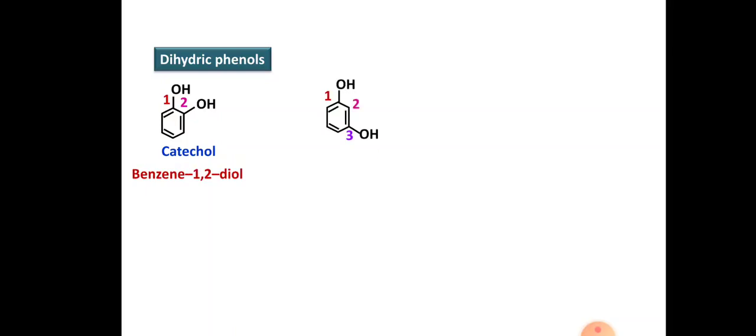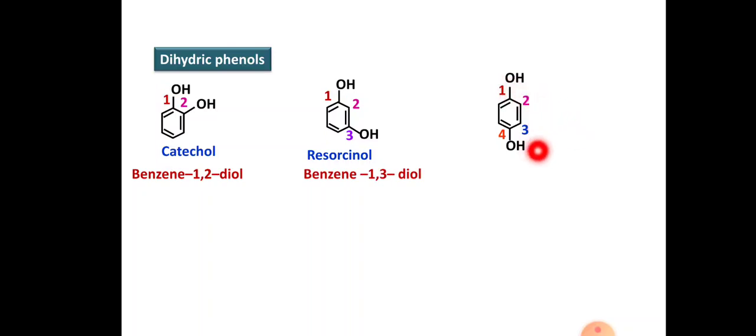One more example, benzene containing 2 hydroxyl groups. Here the position is 1,3 position. They are meta to each other, and the name of this compound is resorcinol, or benzene 1,3-diol. Another example, here 1, 2, 3, 4. These 2 hydroxyl groups are para to each other. Hence the name of the compound is hydroquinone or quinol, the compound having the name benzene 1,4-diol.